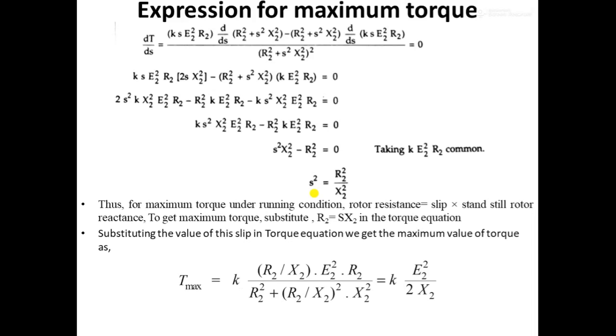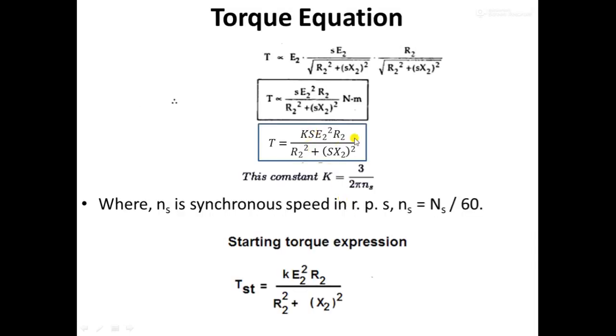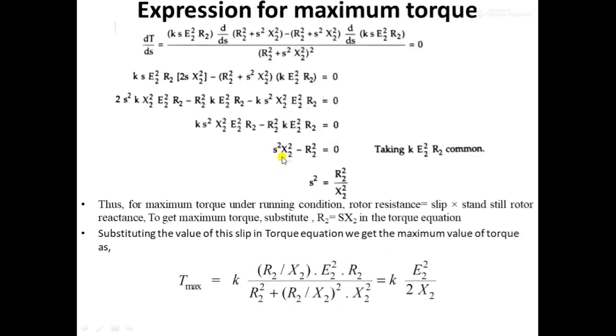in the machine. Now in order to find the value of this maximum torque, you have to just make the substitution of S is equal to R2 by X2 in this relation and solve it. While solving it, we will be able to obtain the relation for maximum torque as, see, instead of S, I have made the substitution R2 by X2 and I have solved it, and then I have obtained the final relation as K into E2 square by 2X2. So this is the relation for maximum torque, that is K E2 square by 2X2.